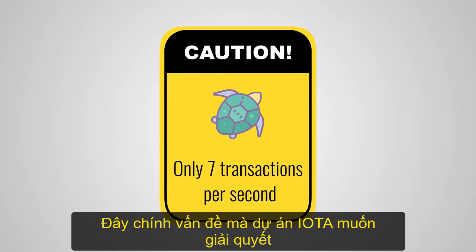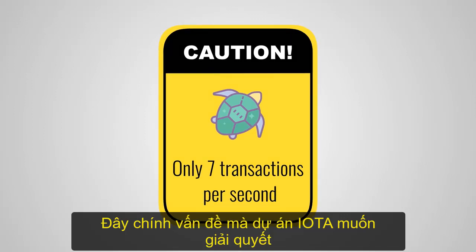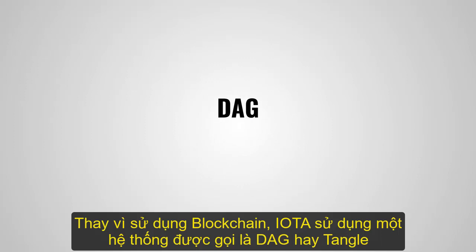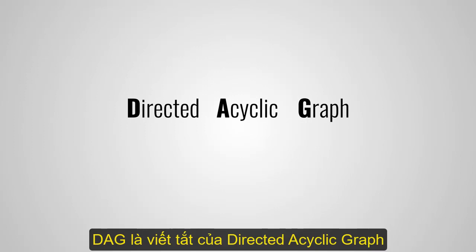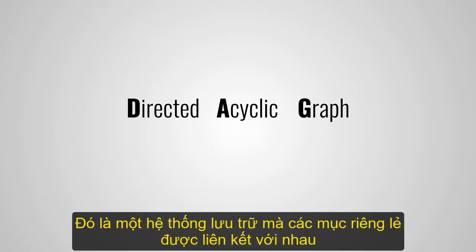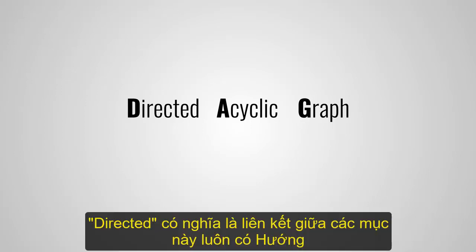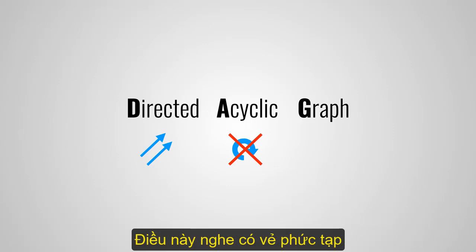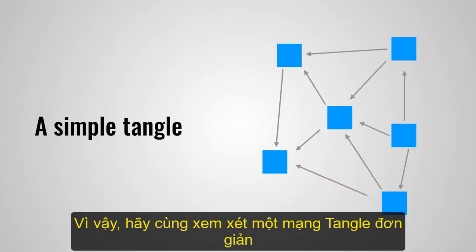This is exactly the kind of problem that the creators of IOTA wanted to solve. Instead of using a blockchain, IOTA uses something called a DAG or Tangle. DAG is short for Directed Acyclic Graph, and it is a storage system where individual items link to each other. Directed means that the links between these items always have a direction, and acyclic means that you cannot create loops inside the structure. This might sound complicated, so let's take a look at a simple tangle.